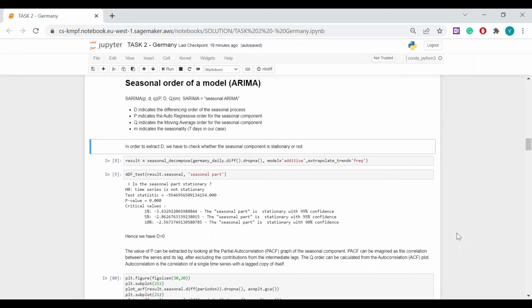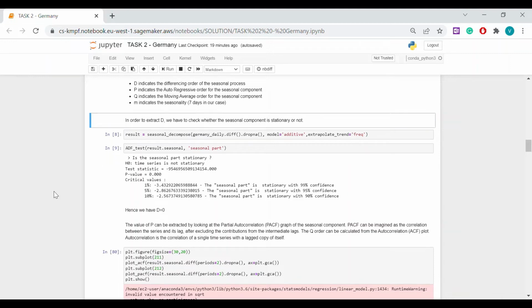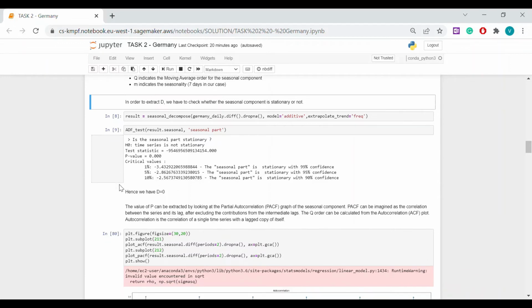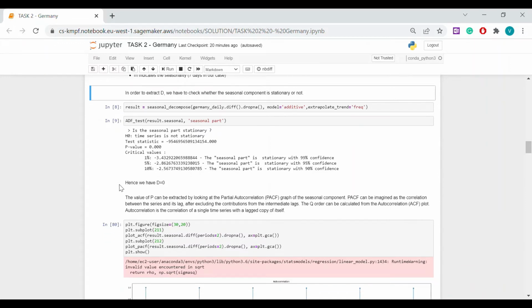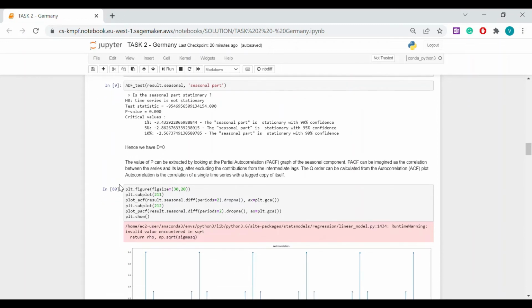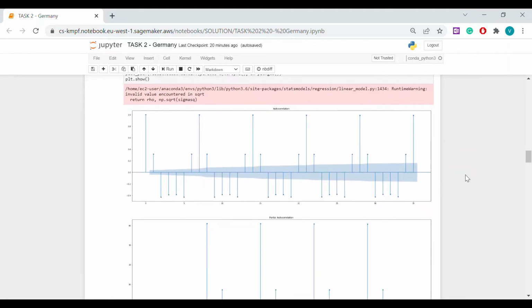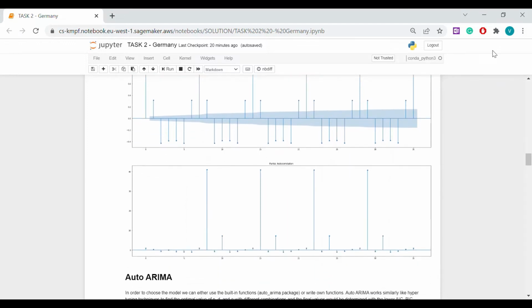So for example, in order to find the parameter capital D, we need to check whether the seasonal component is stationary or not. In our case, the seasonal part is stationary, so the parameter capital D will be equal to 0. By plotting the partial autocorrelation function and autocorrelation function, we can find parameters capital P and capital Q.